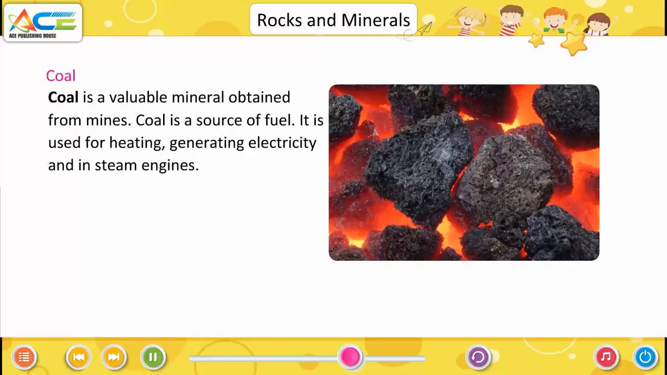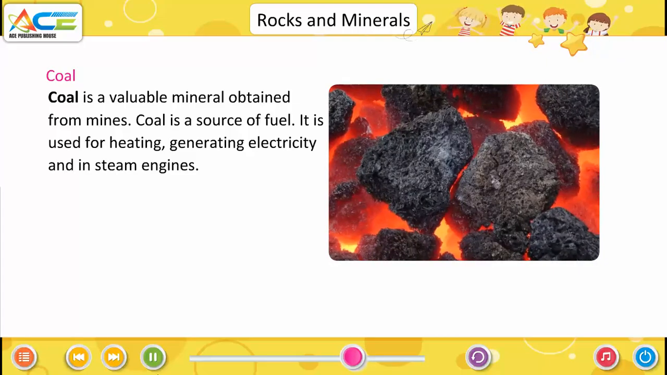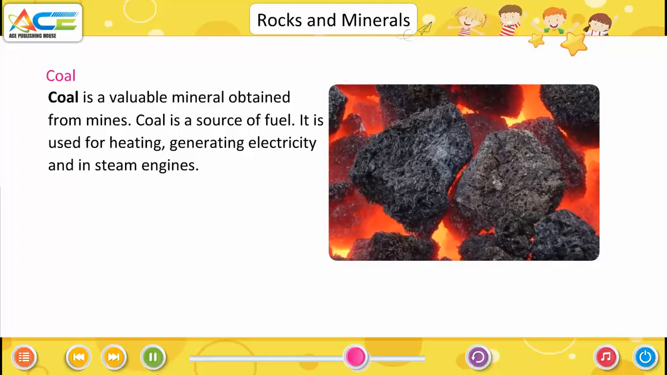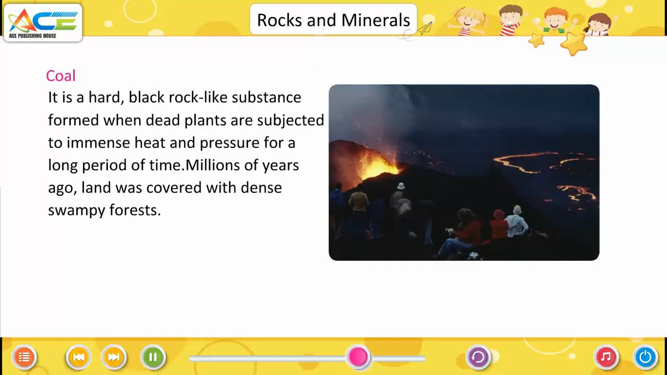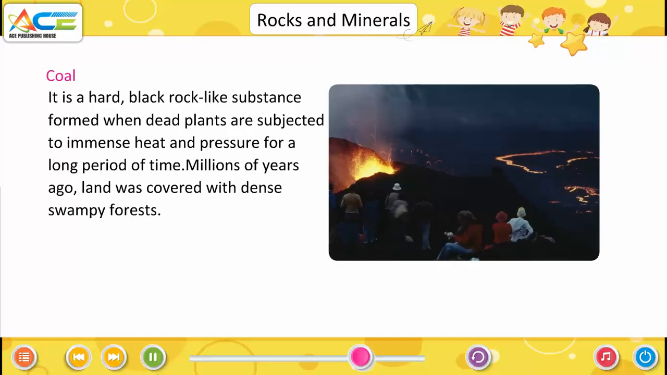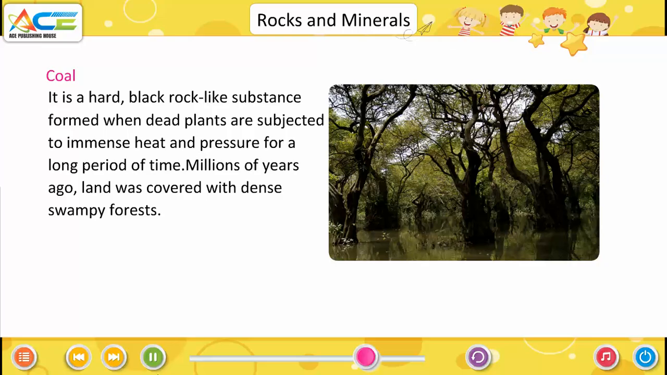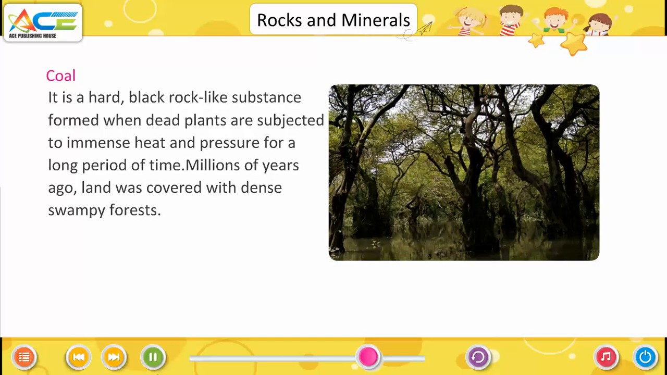Coal. Coal is a valuable mineral obtained from mines. Coal is a source of fuel. It is used for heating, generating electricity and in steam engines. It is a hard, black rock-like substance formed when dead plants are subjected to immense heat and pressure for a long period of time. Millions of years ago, land was covered with dense, swampy forests.